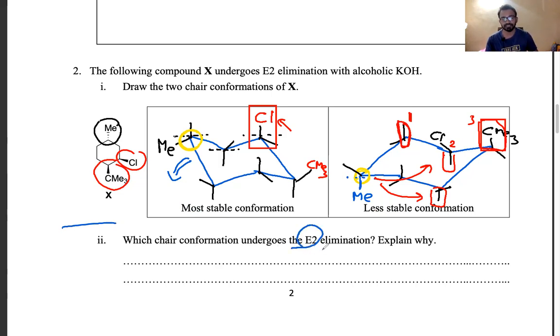E2 elimination. They are asking about E2 elimination. You might remember with this sort of structures, the anti-periplanar one is the most stable one. Anti-periplanar structures are where E2 elimination happens. They are asking which chair conformation.